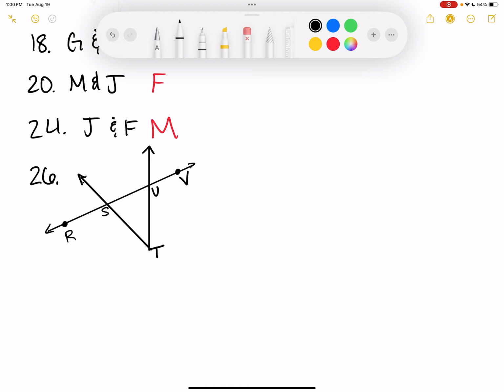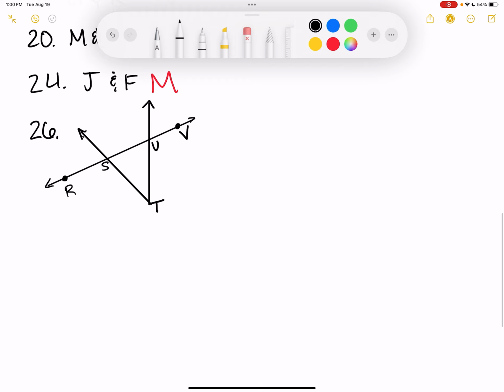So this one we basically have 2 rays that are going and then a line cutting through that ray. So we need to name 3 points that are not on the same line. So you need to pick 3 that are not all on the same line. So basically you just can't pick 3 letters that are all directly off of this. As long as you include T and 2 other letters, you're good.